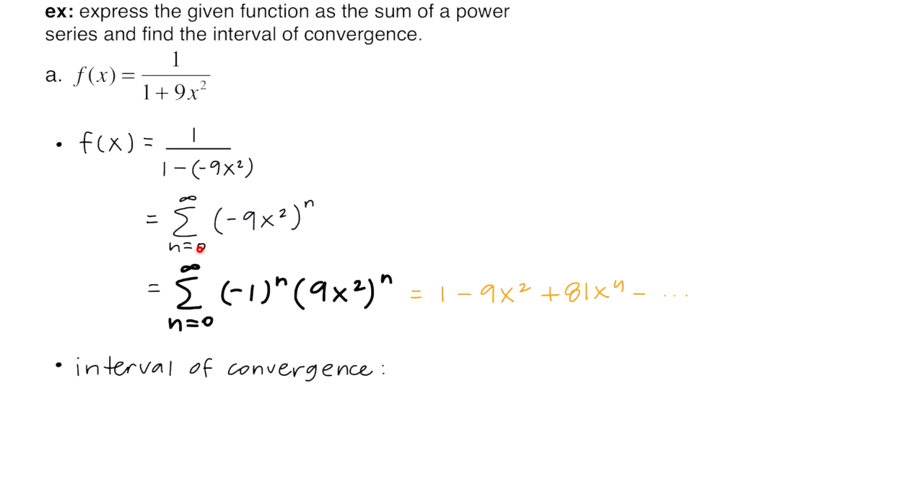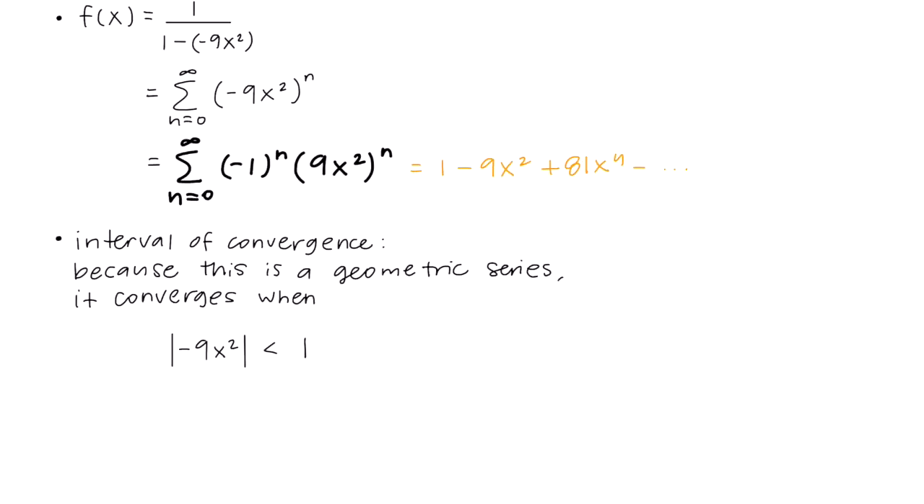It starts at n equals 0, and then your r value is the part that's being raised to the variable exponent of n. And remember, for an infinite geometric series to converge, the absolute value of r must be less than 1. I wrote that out because this is a geometric series. It converges when the absolute value of r, so the absolute value of -9x squared, is less than 1.